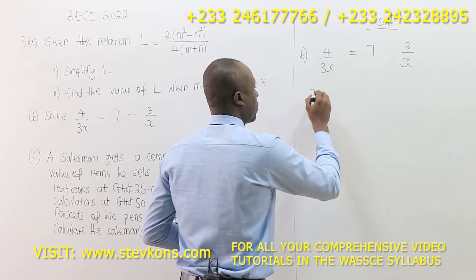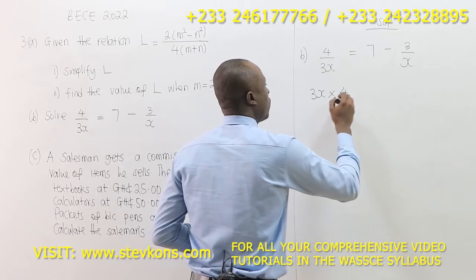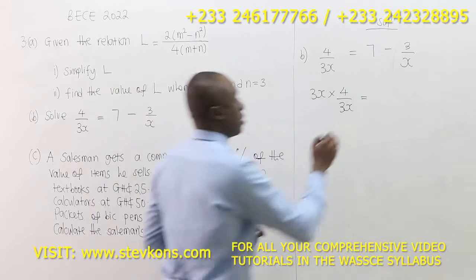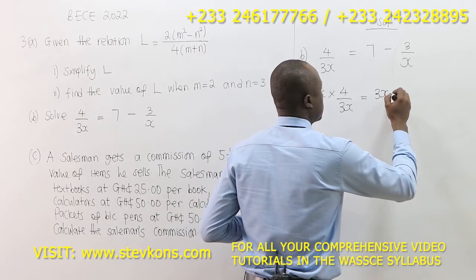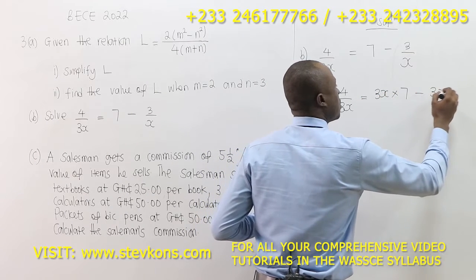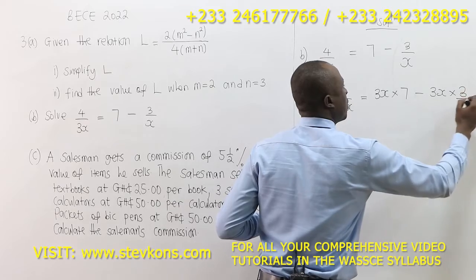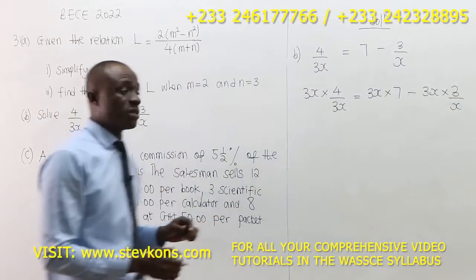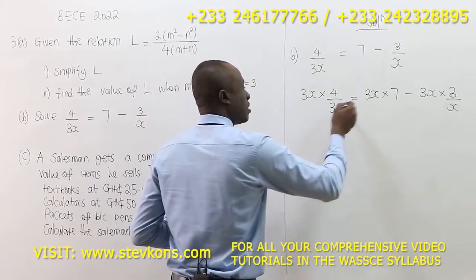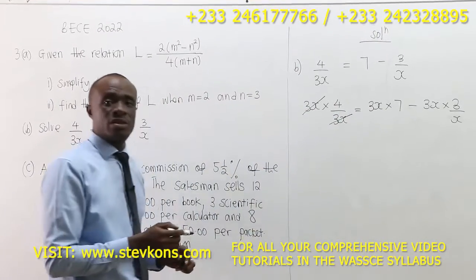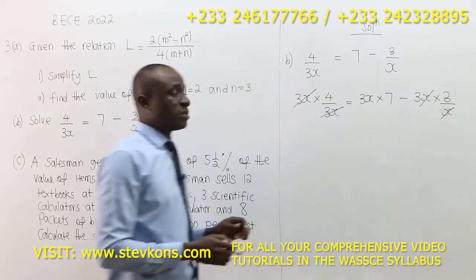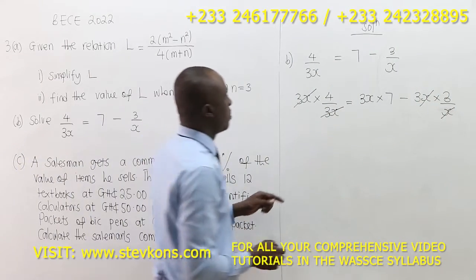So clearly, we have 3x times 4 out of 3x equal to, the LCM is 3x, we have 3x times 7 minus 3x times 3 out of x. The LCM is 3x. And what can we see here? 3x is cancelling out 3x. Now, this x will cancel the x over here. Now, what do you have here?